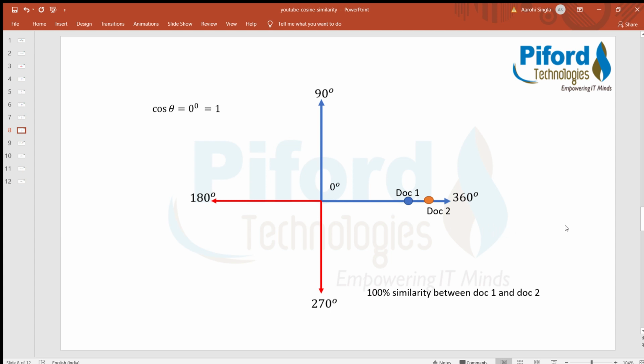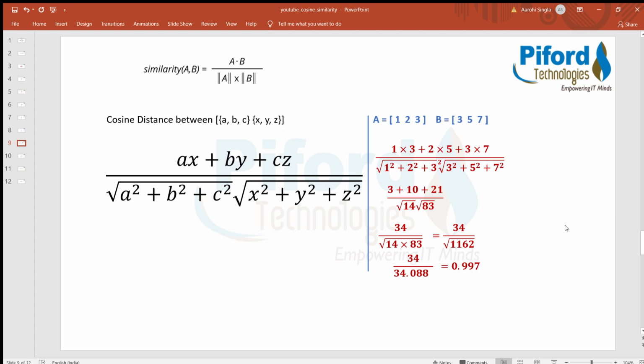So see, this is how we use cosine similarity. What we are doing over here is calculating the angle, and on the basis of the angle we are telling how much similarity there is between two vectors or two features. Alright, now let's solve it mathematically. So this is the formula which I have shown you, right?